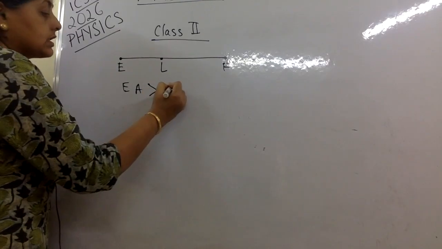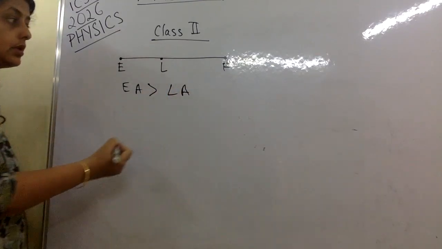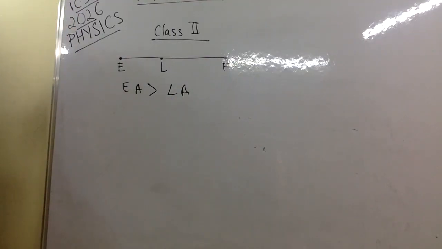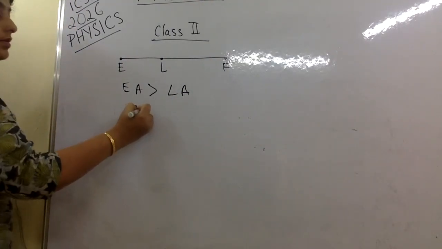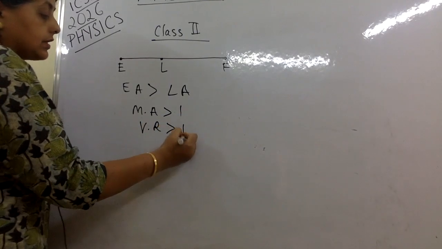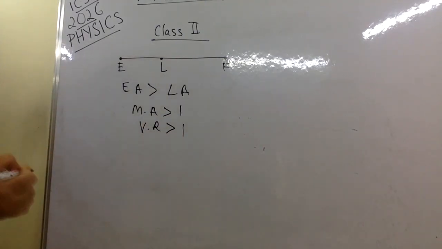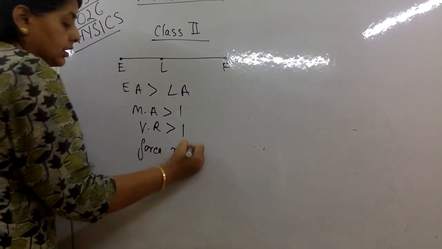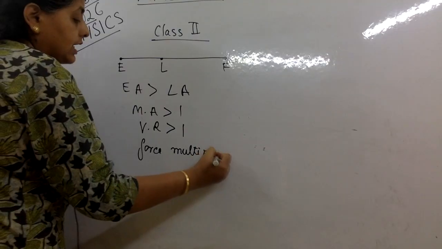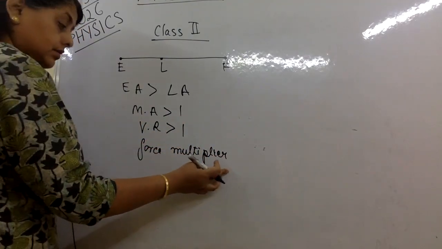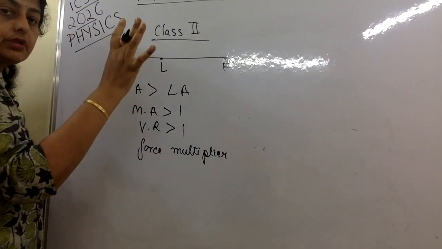Here, effort arm is always greater than load arm. There is no doubt, because this much is the load arm and this is the effort arm. Then mechanical advantage is always greater than 1, velocity ratio is always greater than 1, and it is used as a force multiplier, because mechanical advantage is greater than 1. So we have only one type of class 2 lever.